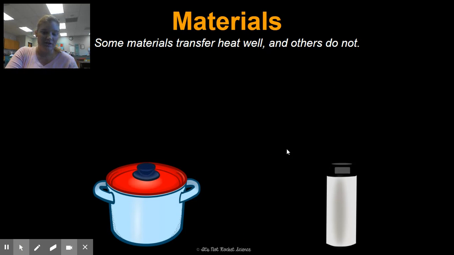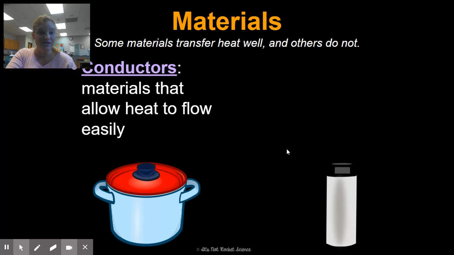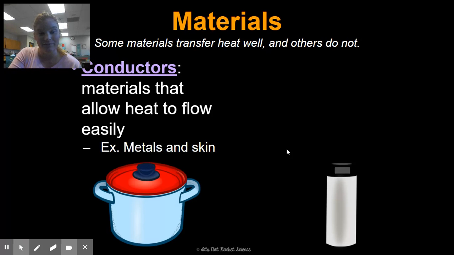So some materials are going to transfer heat really well, others do not. Our conductors are going to allow heat to flow easily, so we can conduct our thermal energy. The other way to look at it is like a train conductor. Having a conductor makes the train flow better down the tracks. Yep, that works. So some examples of really good conductors when it comes to materials are metals.